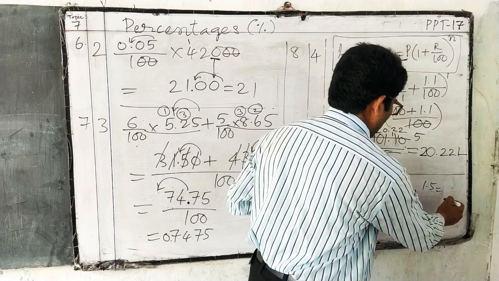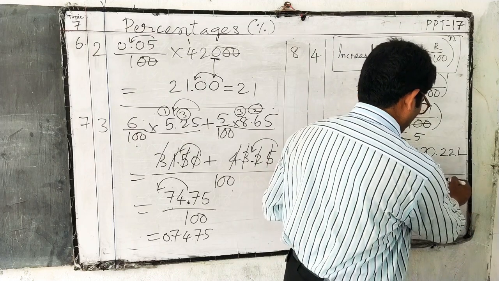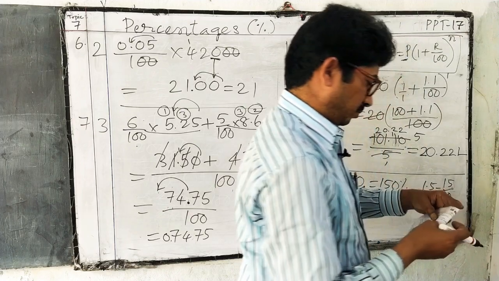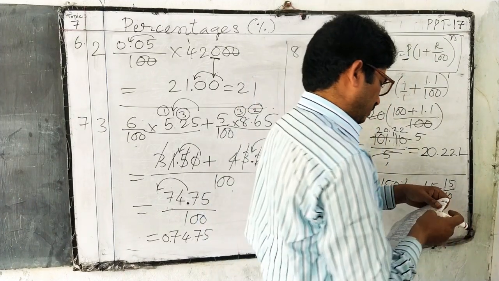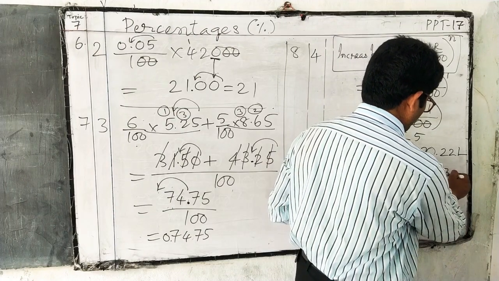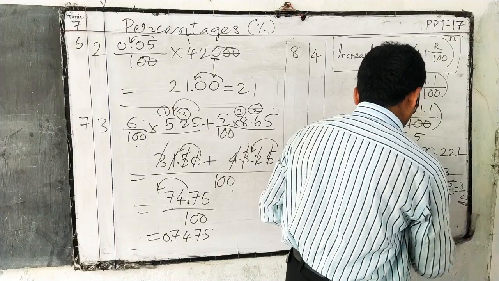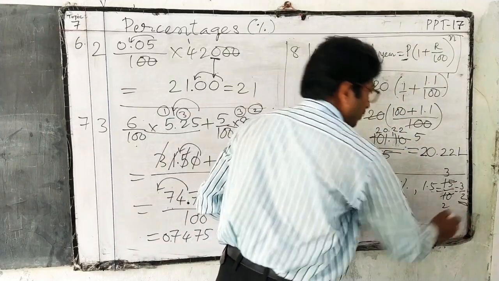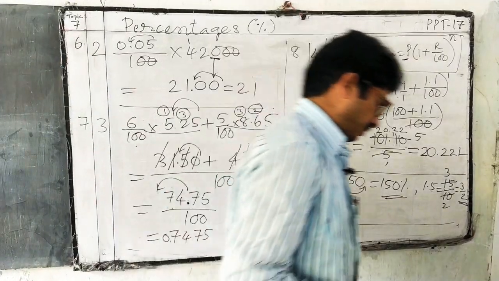1.5 is 15 by 10. Fourth option, 5 threes, 5 twos, 3 by 2. So 3 by 2 is 150 percentage in the fourth option.